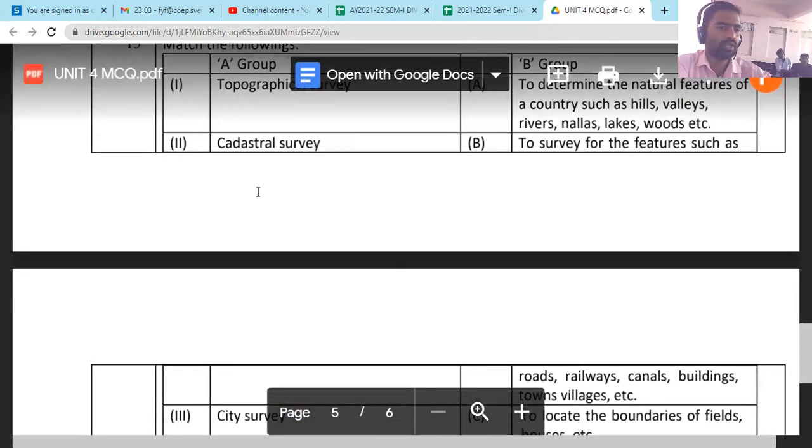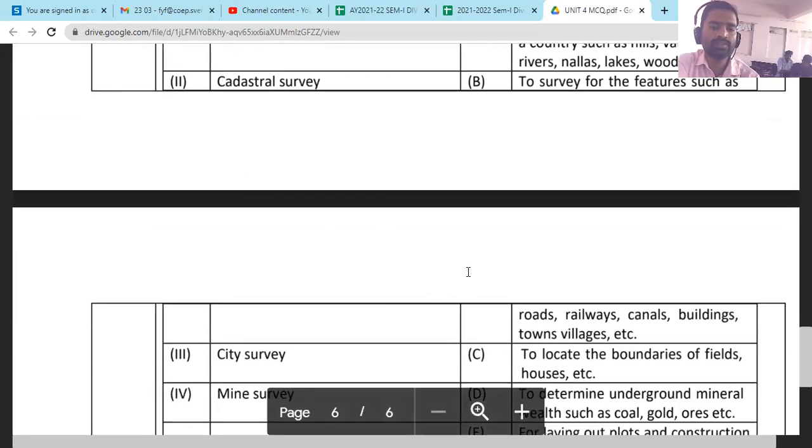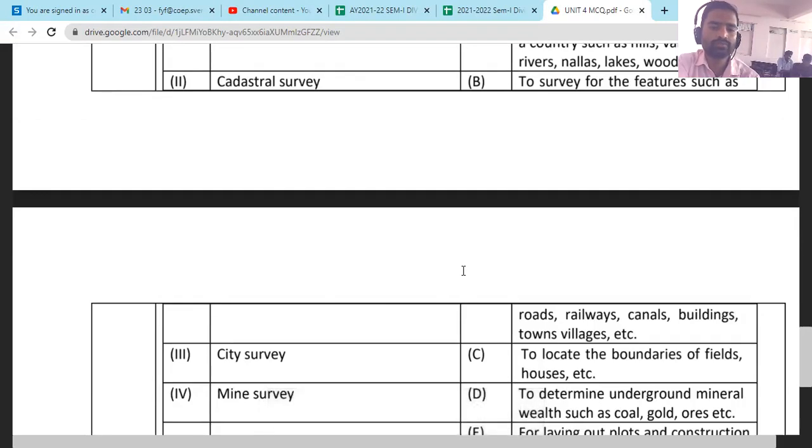Next, the second one, cadastral survey. Cadastral survey means to locate the boundaries of the fields, houses, etc.